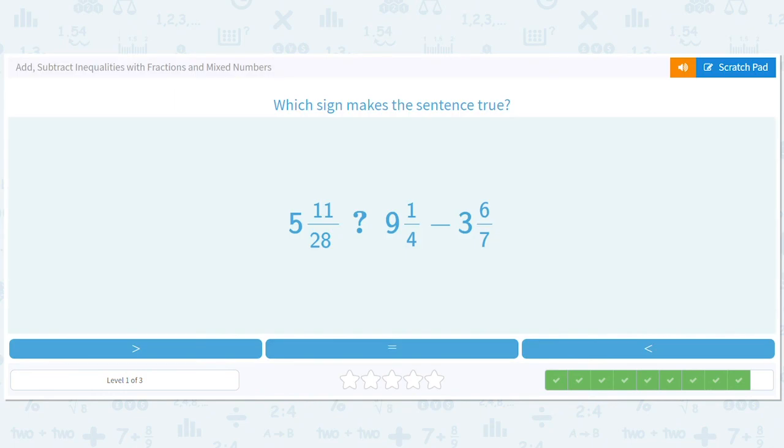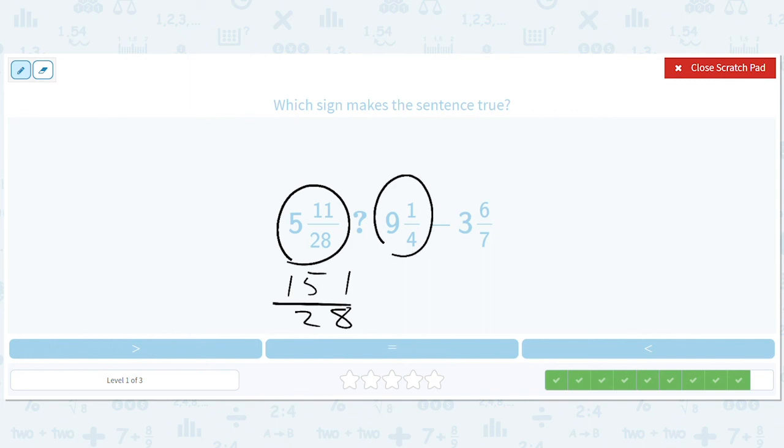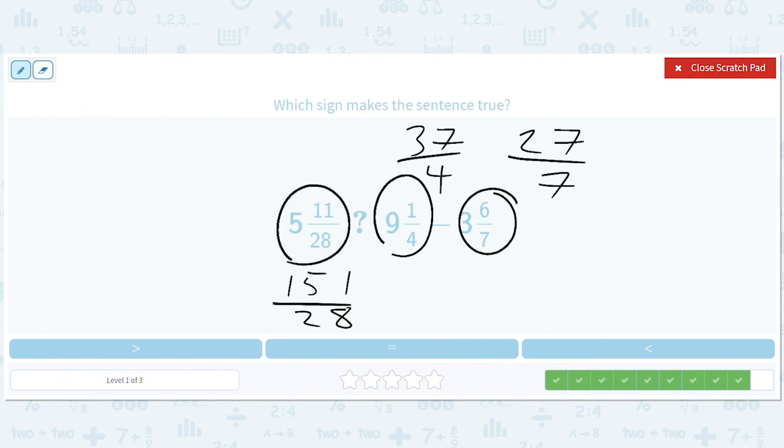And the last one. So we have 28 times 5 plus 11. So that's 140 plus 11, which is 151 over 28. This is going to be 37 over 4. This is going to be 27 over 7. 37 over 4, 27 over 7.